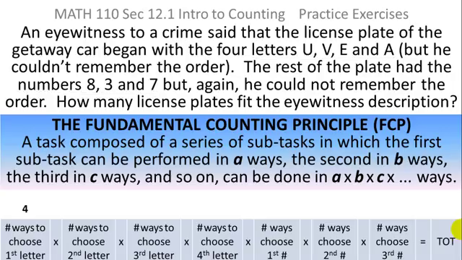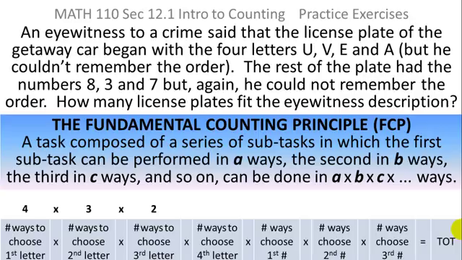Well, that's easy enough. We know that the letters were either U, V, E, or A, so that's four possibilities. There are only three left for the second letter, though, because he seems to know that all four letters were used, which means you couldn't reuse one because you wouldn't be able to get all four in if you reused one.